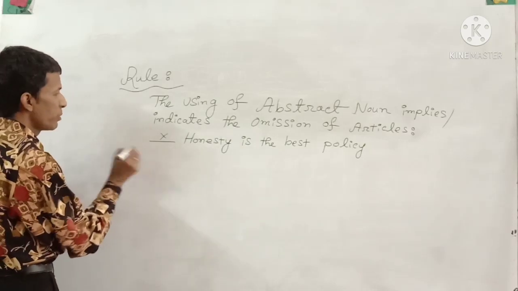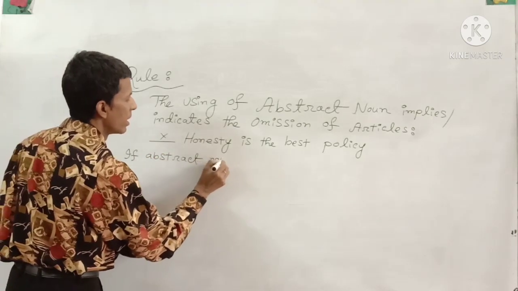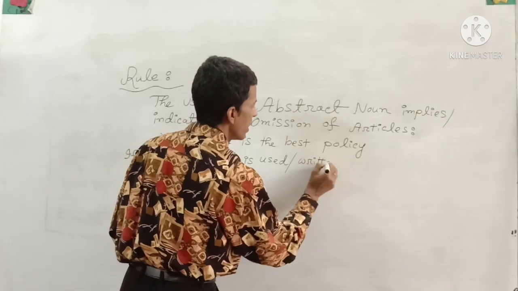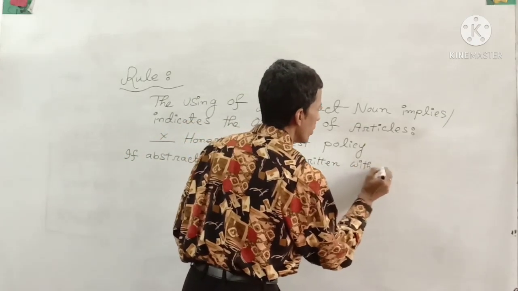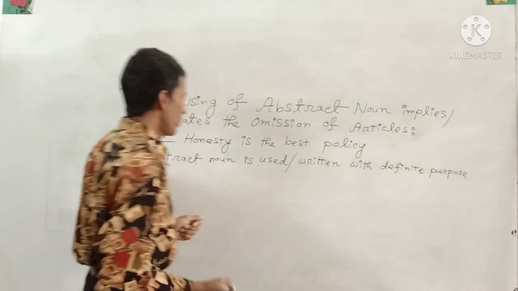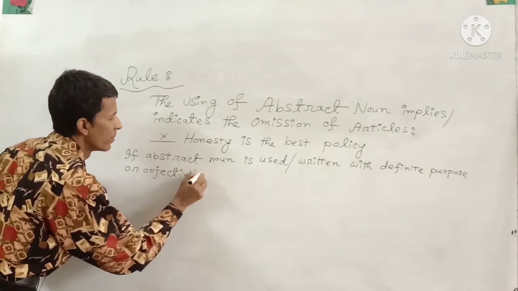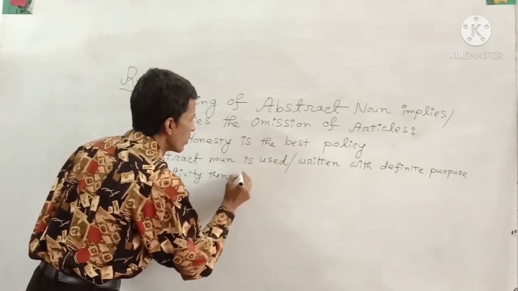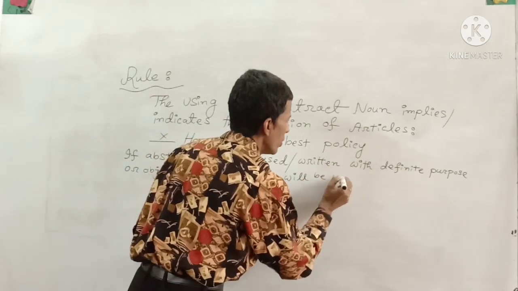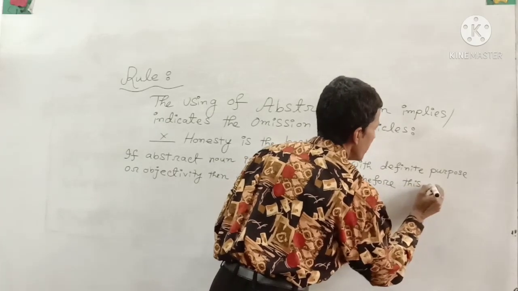But in the exceptional rule, you will find if abstract noun is used or written with definite objectivity, with definite purpose or objectivity, then article will be used before this abstract noun.